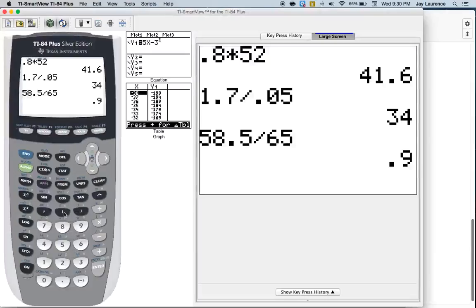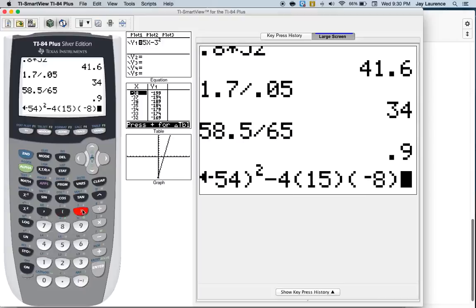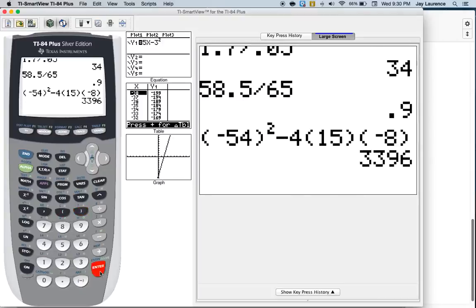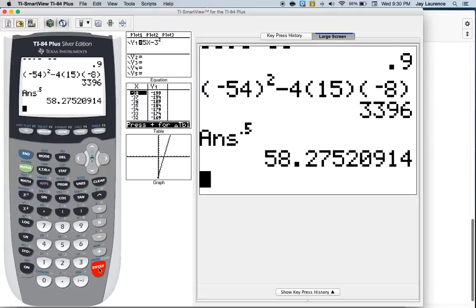All right, so we're going to go negative 54, square that, minus 4 times 15 times negative 8. Let's see if we get a perfect square. Ooh, I don't know if that's a perfect square, so I'll take the square root, and you can do that by raising it to the 1/2 power. And sure enough, it's not a perfect square, so this one is prime.